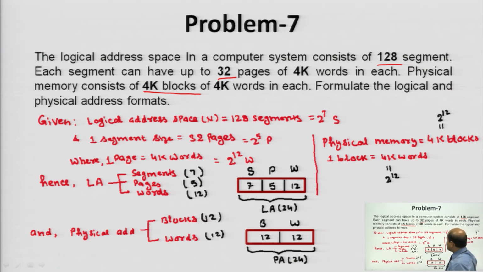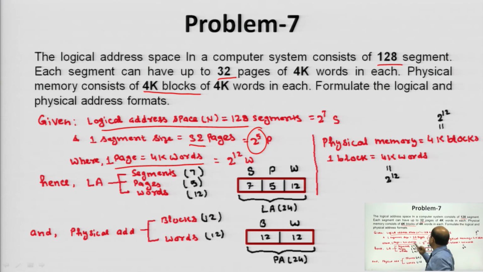So, first we will calculate the logical space. Logical space is given as 128 segments, and in each segment we can store 32 pages. So, we can calculate the total number of bits for the logical space. One segment equals 32 pages, that means 2 to the power 5, and one page equals 4k words, so that will come as 2 to the power 12. This way we can solve the problem.